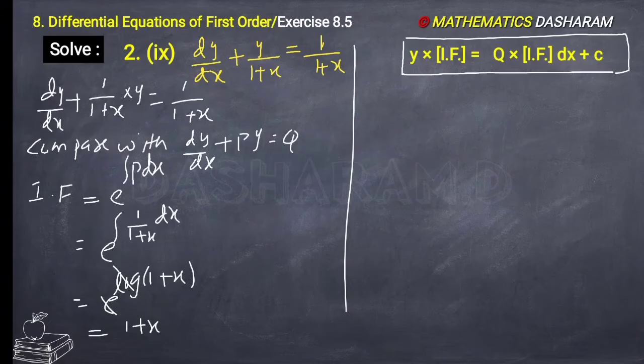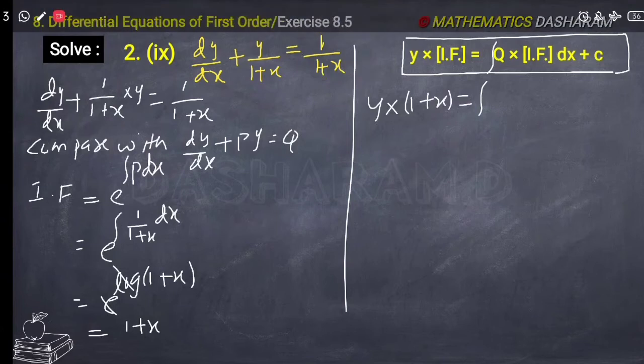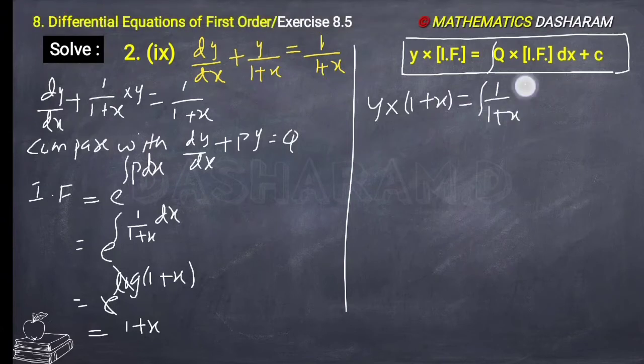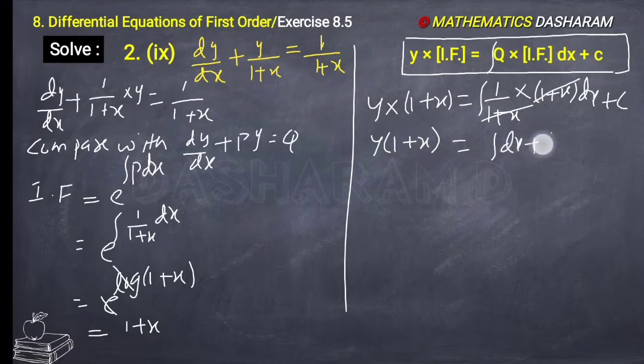So it is equal to y into the integrating factor 1 plus x, and integration of q, here 1 by 1 plus x, into the integrating factor, that is 1 plus x, dx plus c. So here 1 plus x cancels, y into 1 plus x equals integration dx plus c. So y into 1 plus x equals x plus c is our required answer.